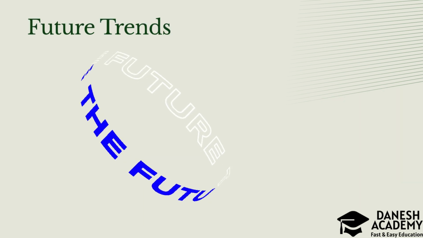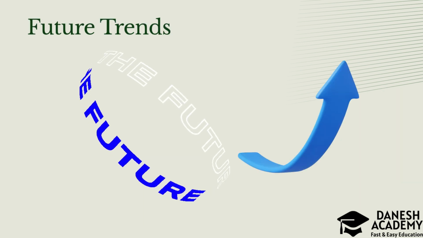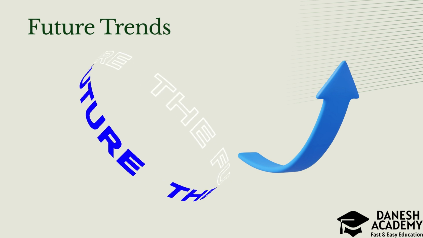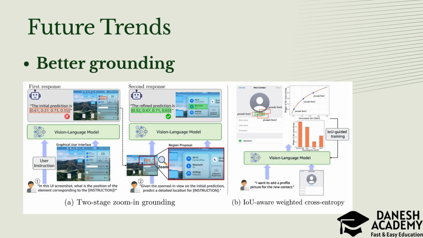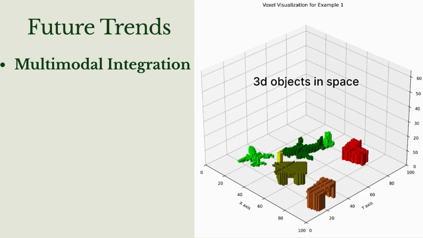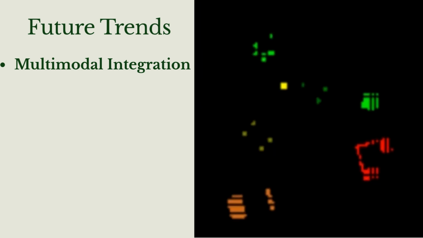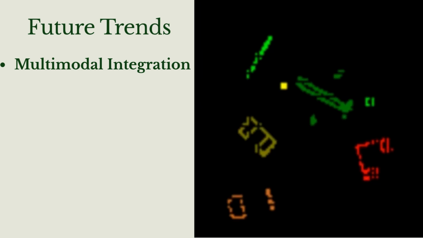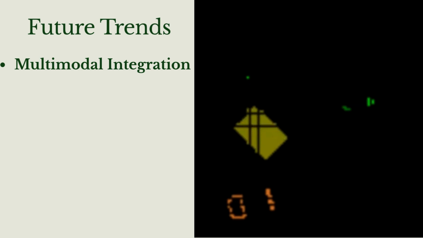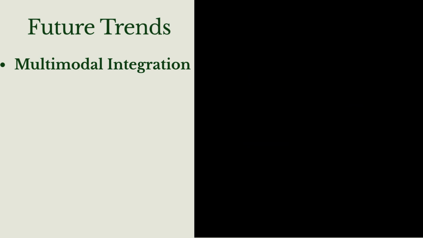Looking ahead, vision language models are evolving rapidly. One key trend is better grounding, where models don't just describe images, but truly understand objects, relationships, and context within them. Another direction is multimodal integration, combining not just vision and text, but also audio, video, and even 3D data to create richer understanding of the world.